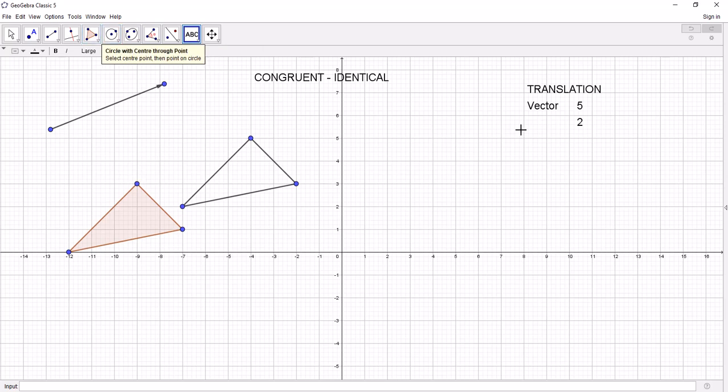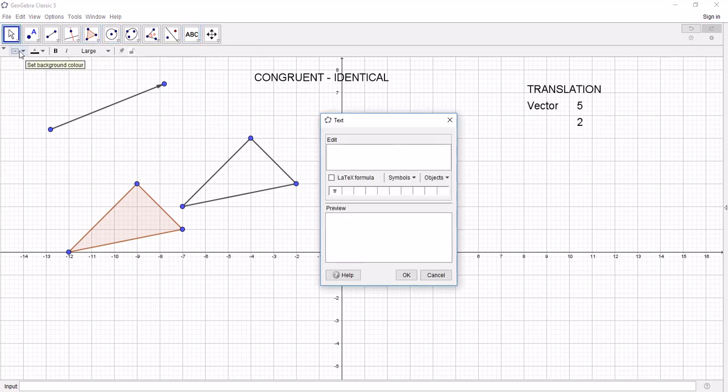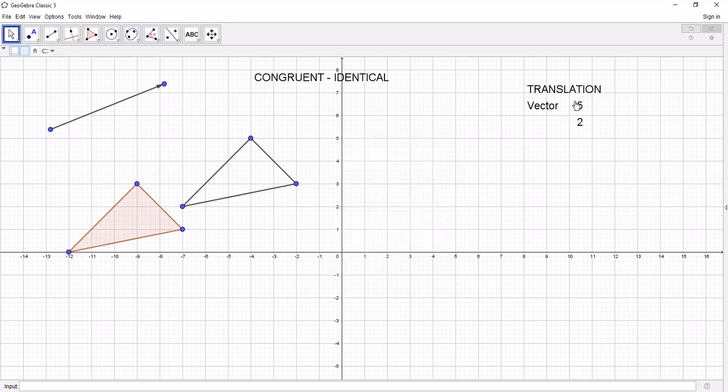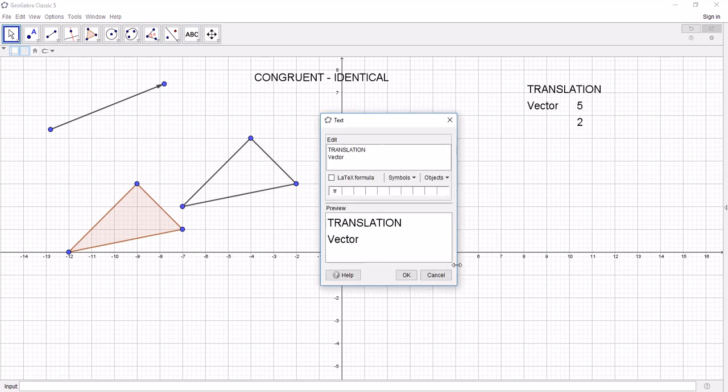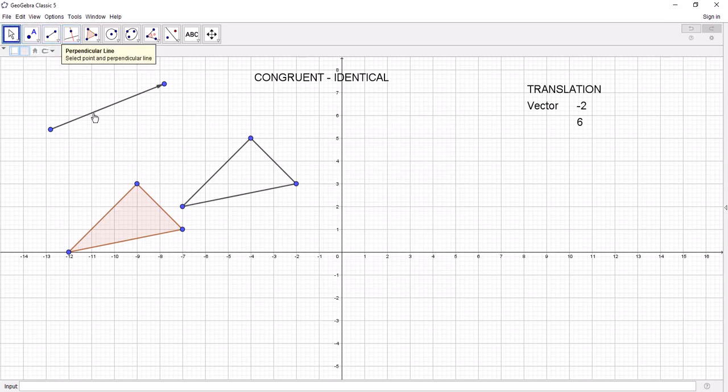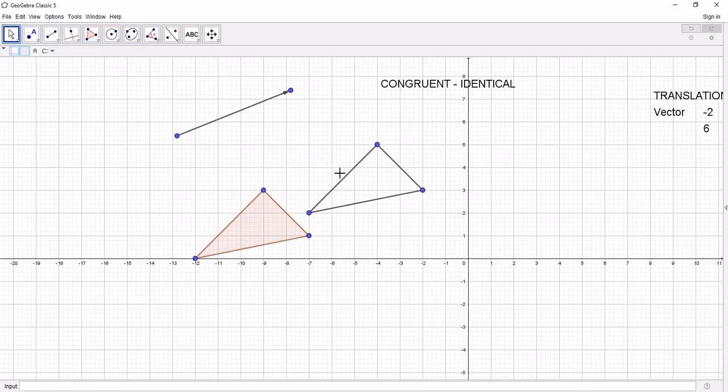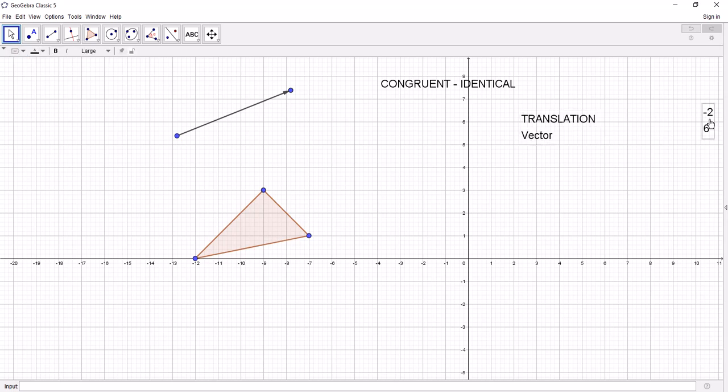So let's try doing a negative translation. So let's change these. Oops, wrong click. There we go. So let's do -2, and this could be 6. Okay. So let's start with our original shape. Let's get rid of the stuff we don't need.